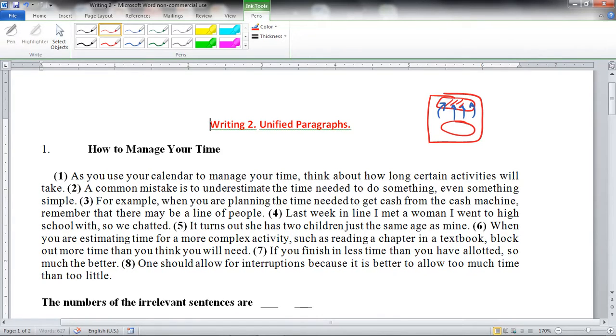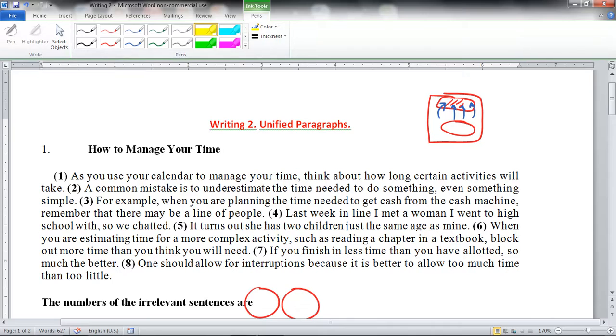When you are estimating time for a more complex activity, such as reading a chapter in a textbook, block out more time than you think you will need. If you finish in less time than you have allotted, so much the better. One should allow for interruptions because it is better to allow too much time than too little. Okay, so there are two sentences here that don't belong.